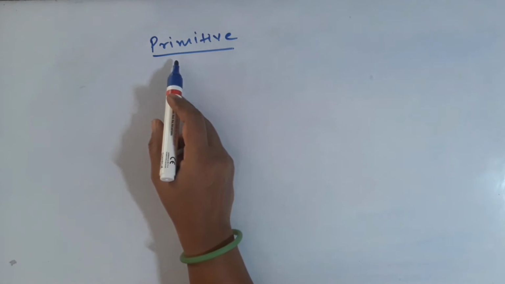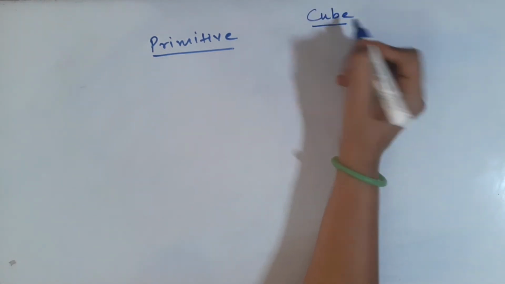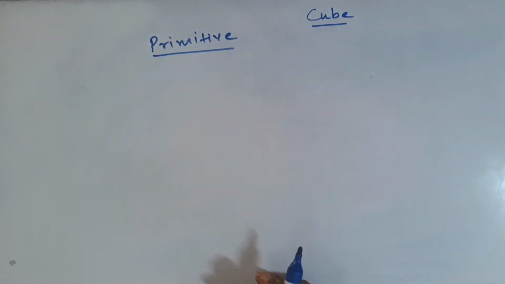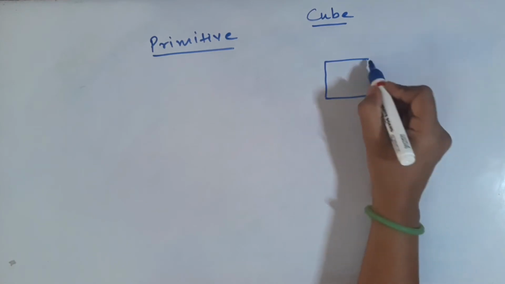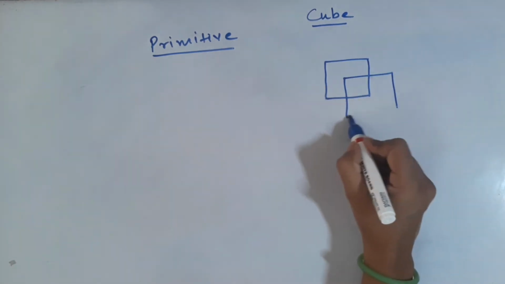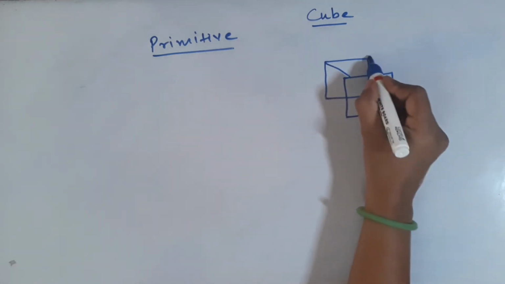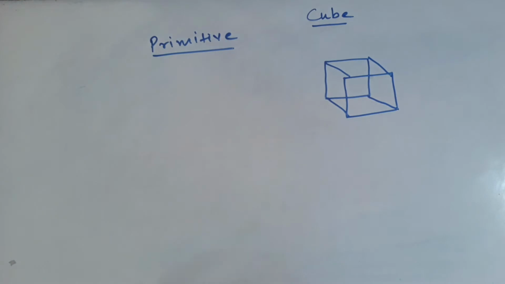Now let me explain in detail about what is a primitive unit cell with a special emphasis on cubical unit cell. First we will draw a cube which will be my miniature unit, which will be my unit cell. Now this is a particular geometrical pattern.